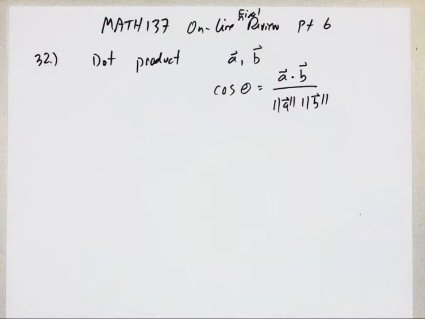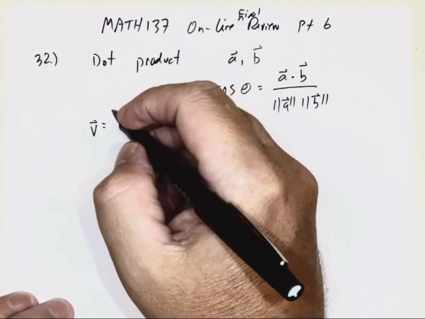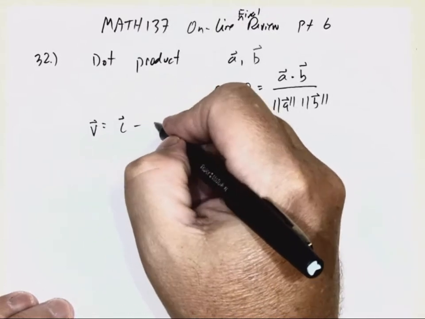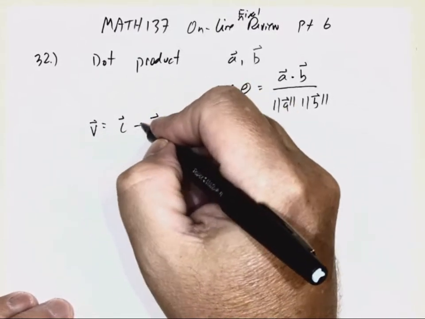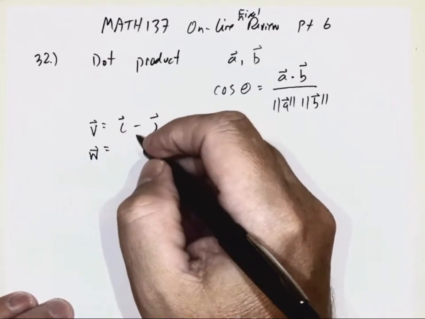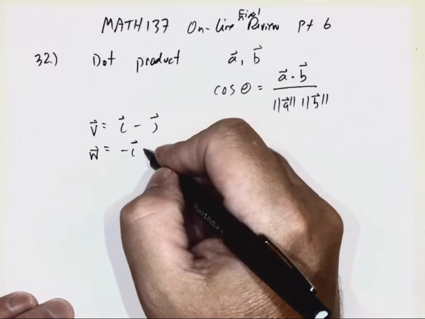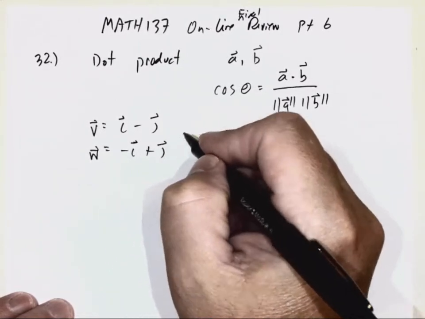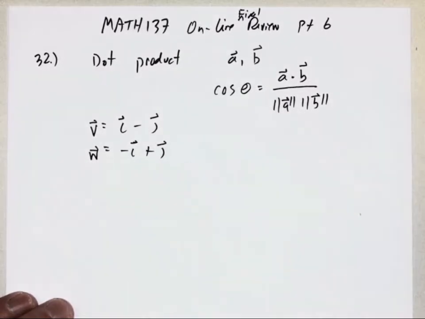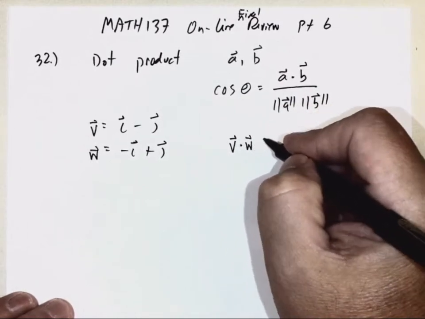So in problem 32, in this case they have vector V, which is I minus J, so it's 1I minus 1J, and vector W, which is negative I plus J. And they first say, what is the dot product?